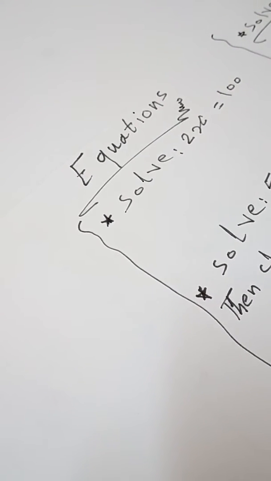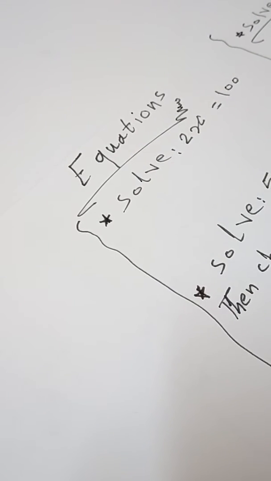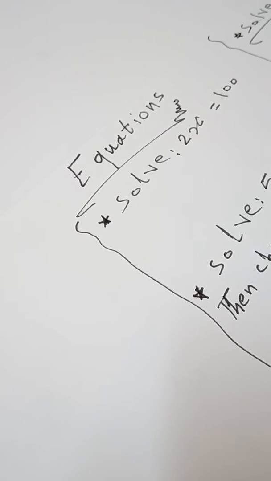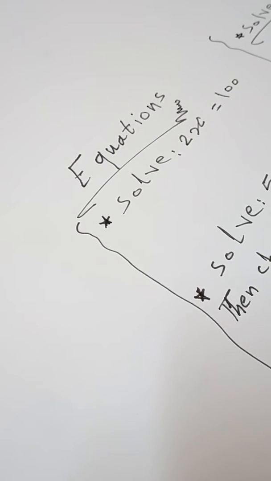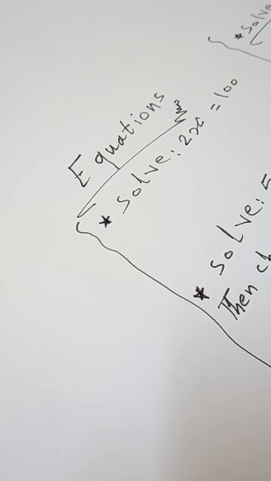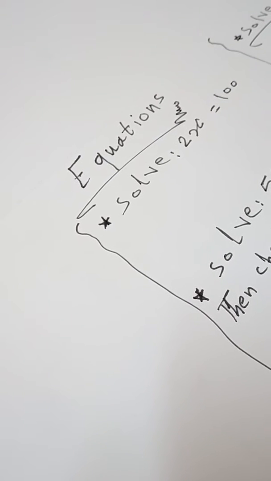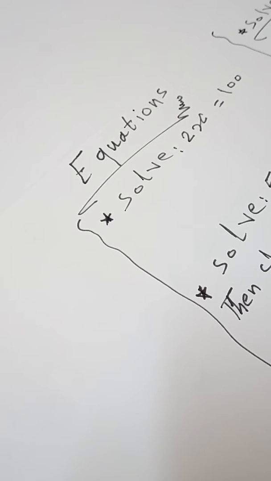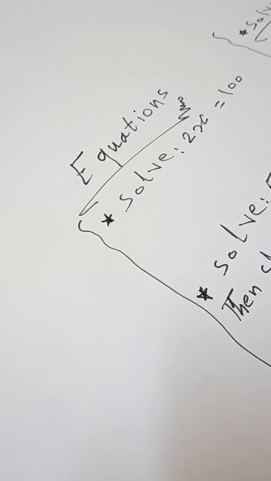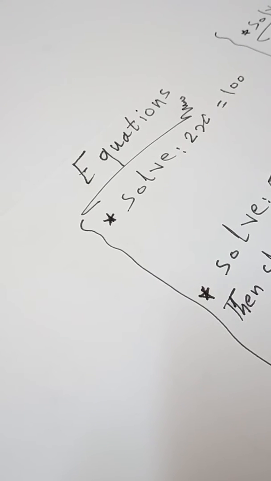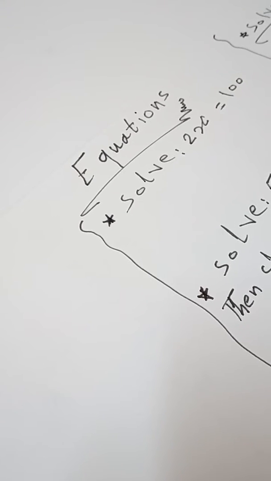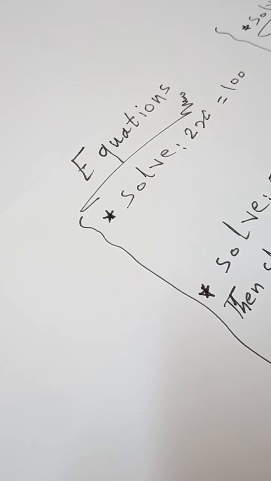But if we have an equal sign between two expressions, here it means we have an equation. So an equation is any mathematical sentence that includes an equal sign between two expressions. I want to solve this equation to know the value of the variable, and the value of the variable is a solution.